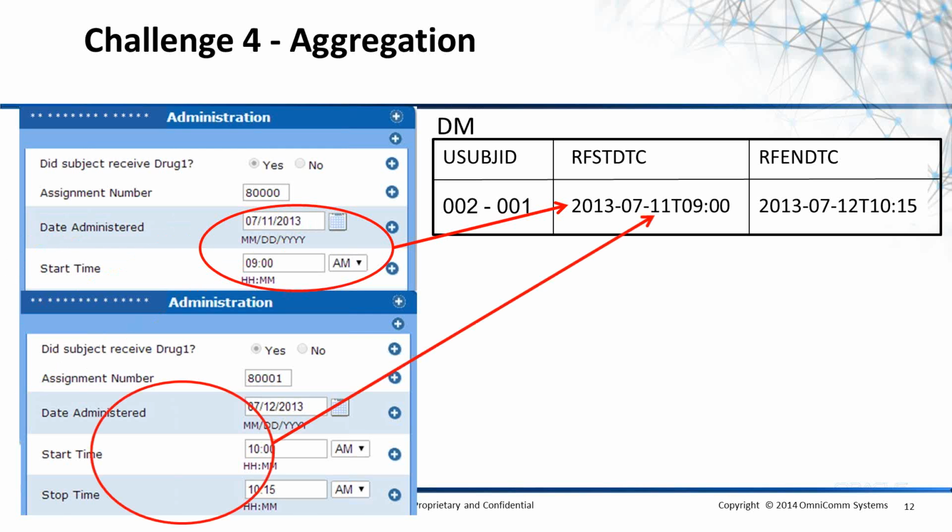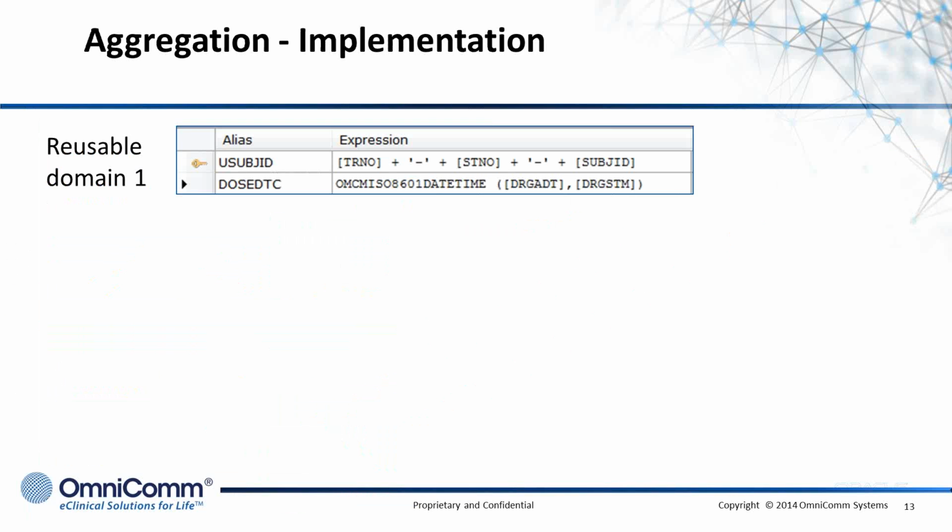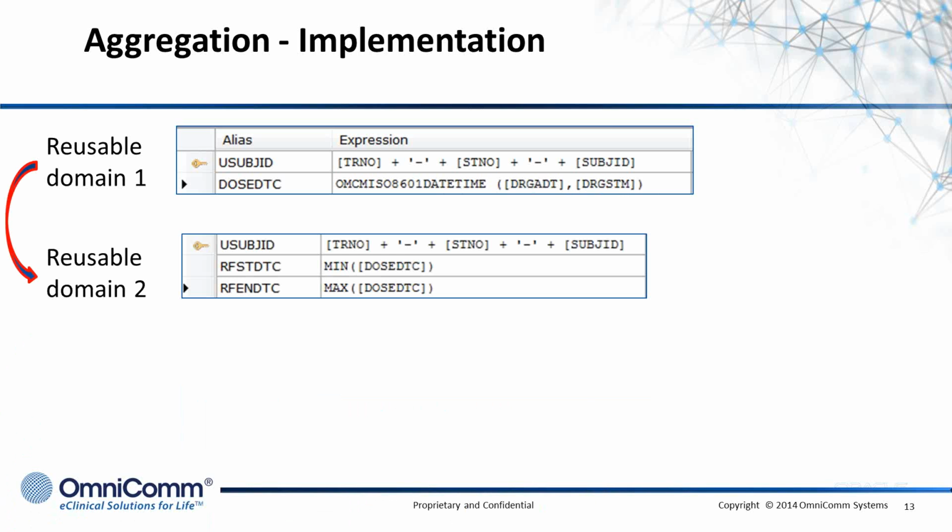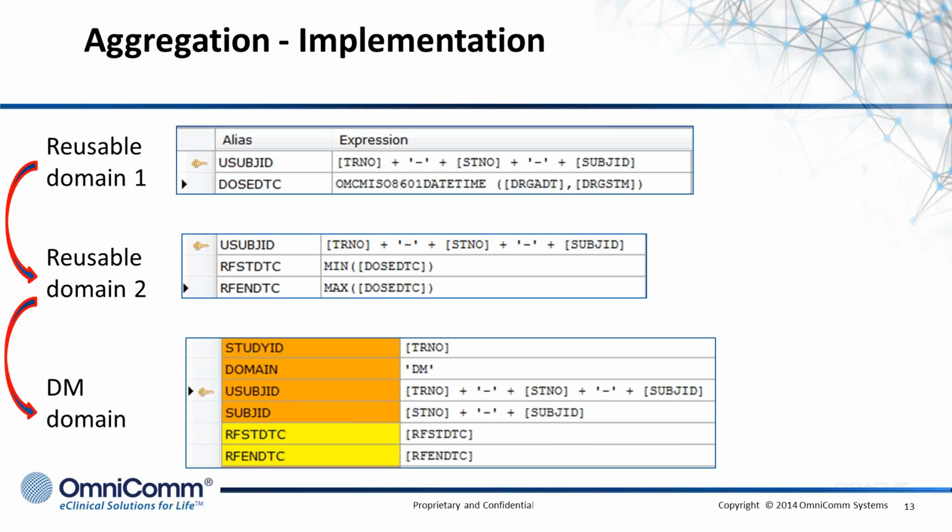Well, first thing we do is create a reusable domain where we just have all the dosing dates. So we say, give me in this ISO date format the concatenation, the drug administration date, the drug start time. Then we create a second reusable domain that says, give me the min and max out of this, and they're both keyed on unique subject ID, so we'll basically end up with one row in this reusable domain per subject. And then we can just join that to the real demographics domain.